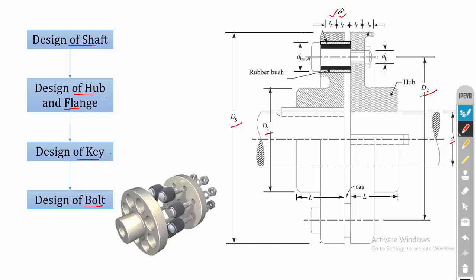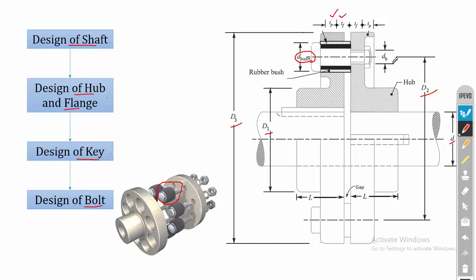Okay, so here the only difference is you can see a bush here. The bolt is surrounded by a bush, so this bush will give some flexible movement to the coupling. Here you can see the black color bush. The diameter of the bolt is dB and the diameter of the bush is d bush. Because of the bush, the bolt is subjected to both shear and bending moment.